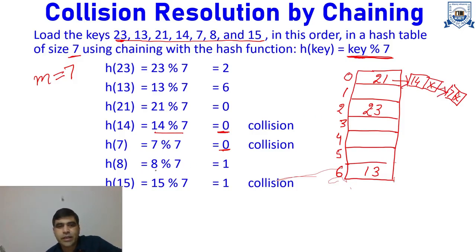So next is 8. For 8, we have location 1, which is unoccupied, so 8 can be stored here. Then again we have 15. For 15 it again gives address 1, so 1 is occupied. So what we need to do is create a linked list. 15 will be stored like this, and this will contain null. So this way we handle the collision using collision resolution by separate chaining.